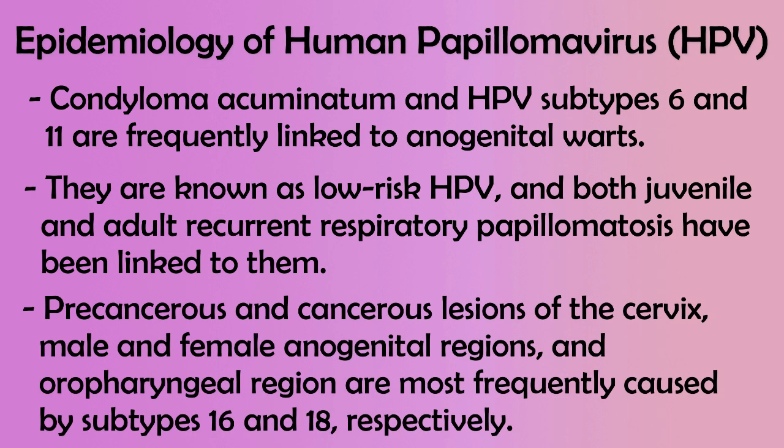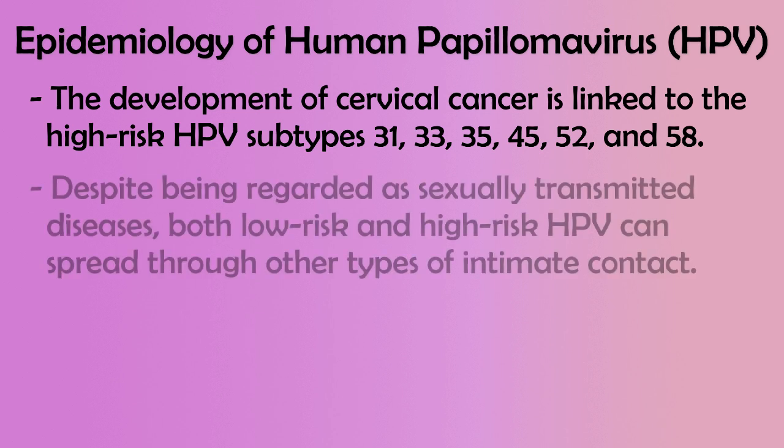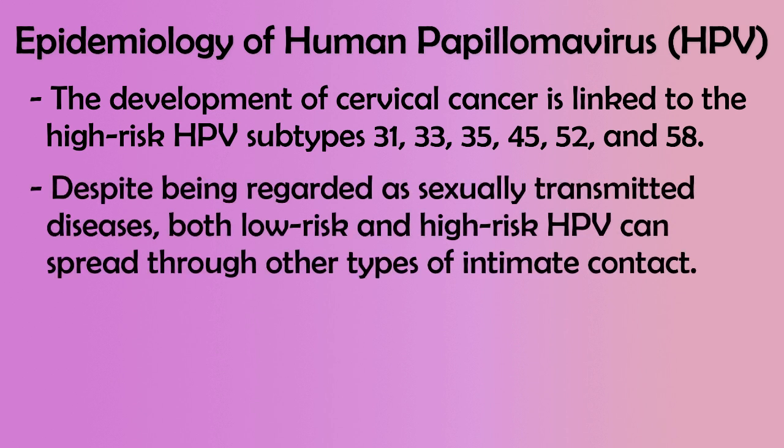Precancerous and cancerous regions of the cervix, male and female anogenital regions, and oropharyngeal regions are most frequently caused by subtypes 16 and 18. The development of cervical cancer is linked to the high-risk HPV subtypes 31, 33, 35, 45, 52, and 58. Despite being regarded as sexually transmitted diseases, both low-risk and high-risk human papillomavirus can spread through other types of intimate contact.